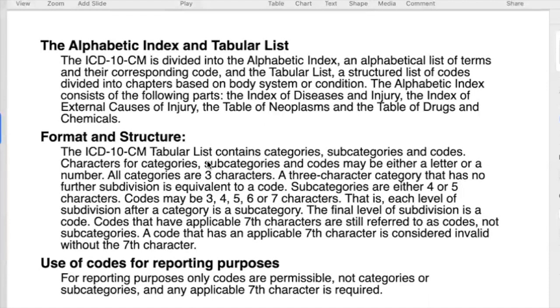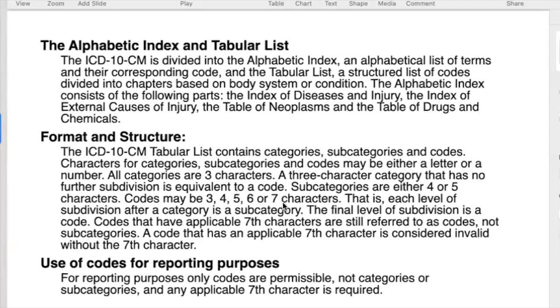Let's continue. Format and structure. The ICD-10-CM tabular list contains categories, subcategories, and codes. Characters for categories, subcategories, and codes may be either a letter or a number. All categories are 3 characters. A 3-character category that has no further division is equivalent to a code. Subcategories are either 4 or 5 characters, and codes may be 3, 4, 5, 6, or 7 characters. That is, each level of subdivision after a category is a subcategory. The final level of subdivision is a code. Codes that have an applicable 7th character are still referred to as codes, not subcategories. A code that has an applicable 7th character is considered invalid without the 7th character.